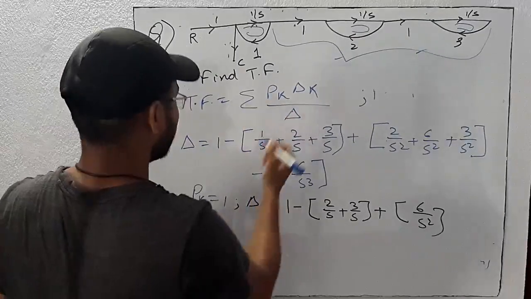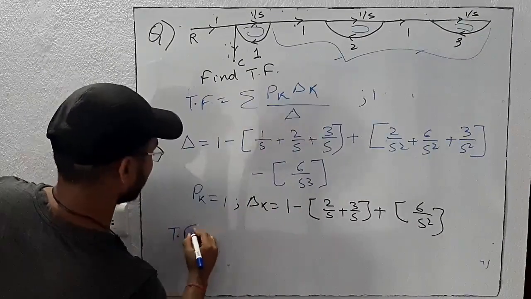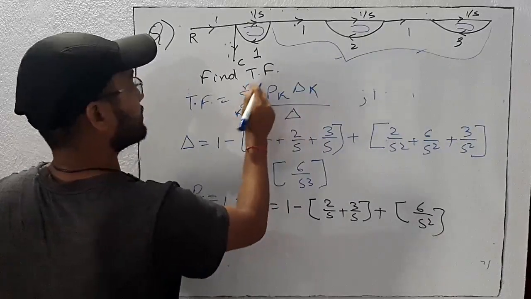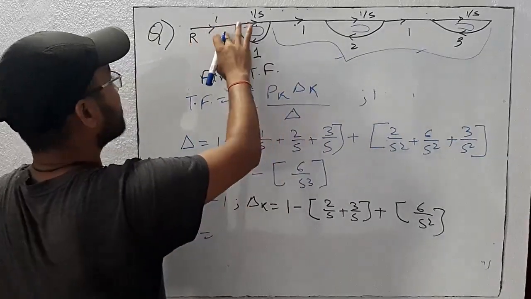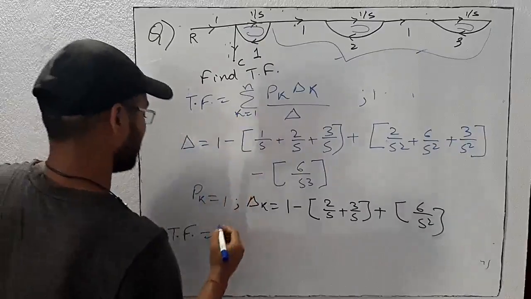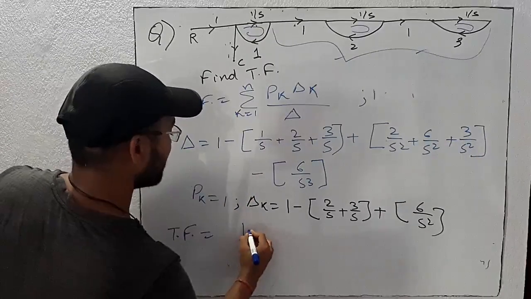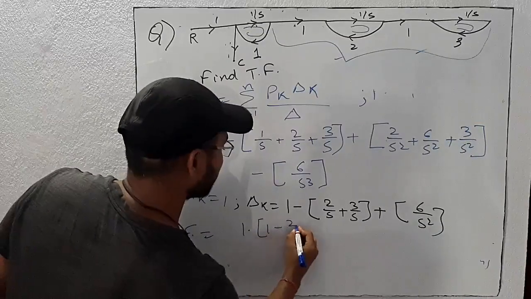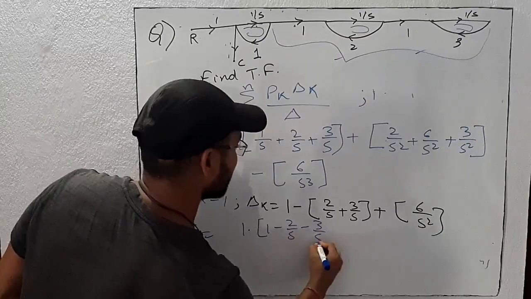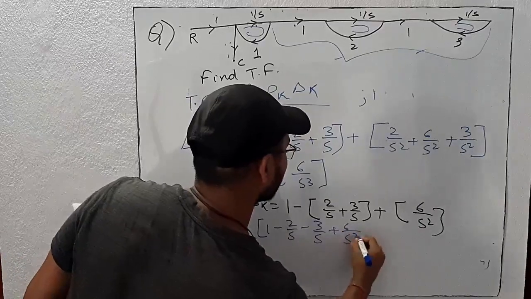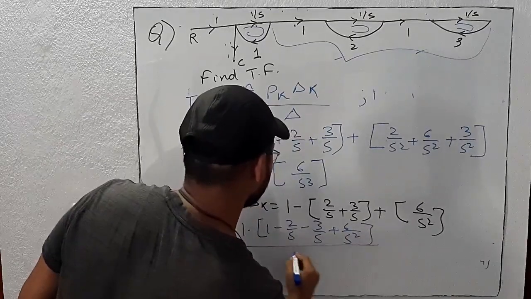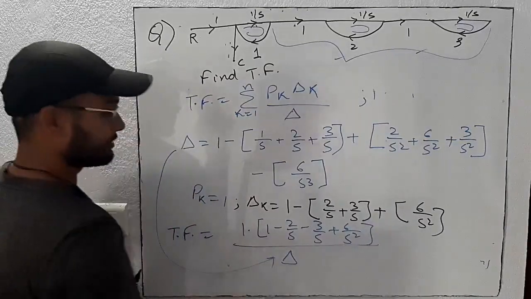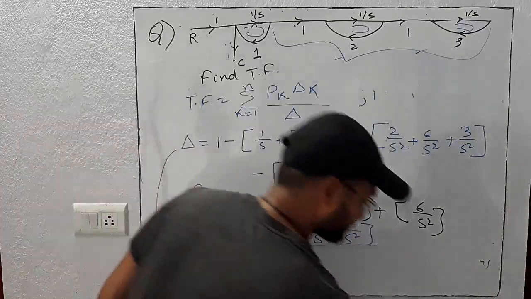So now we will write the transfer function directly, equal to the sum over k equal to 1 to n of Pk delta k by delta. Here n is equal to only 1 because there is only one forward path gain. So the transfer function is equal to 1 into delta k, that is 1 minus 2 by s minus 3 by s plus 6 by s squared, divided by delta. Put this value of delta here. So this is the transfer function.